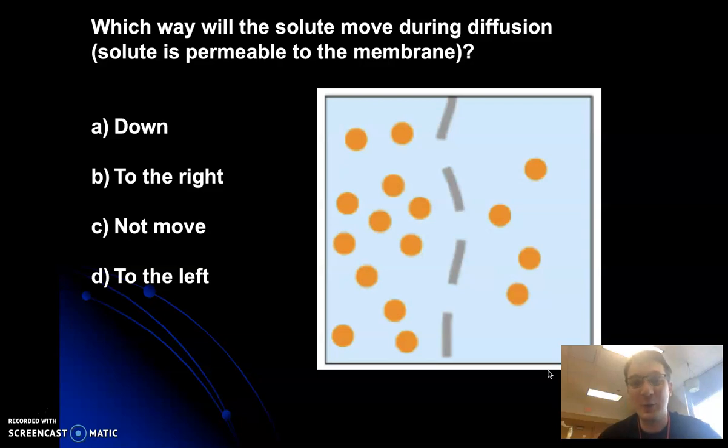So you should have gotten moved to the right. If it wasn't permeable to the membrane, then they wouldn't move at all because they'd be stuck where they are. But because they can move, they're going to go from the high concentration to the low concentration. Because again, there's more on the left. It's going to balance out and move to the right randomly. Okay, so that's all I have for that.